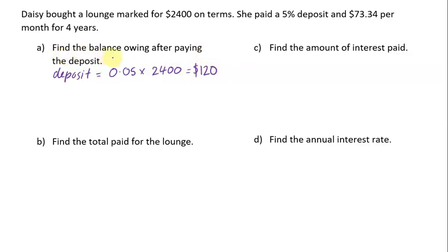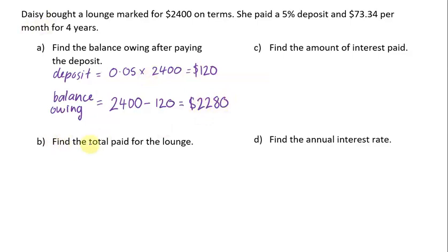But the question asked us to find the balance owing after paying that deposit. So after Daisy has paid the $120 deposit, how much money does she still owe on her lounge? So we're going to call that balance owing on the lounge, which is the total price of the lounge, the $2,400. It's all of that total cost except for the deposit, which Daisy's already paid. So we take away the $120 deposit that she's already paid, and that means that she still owes $2,280 on the lounge. That's the balance owing on this lounge after the deposit.